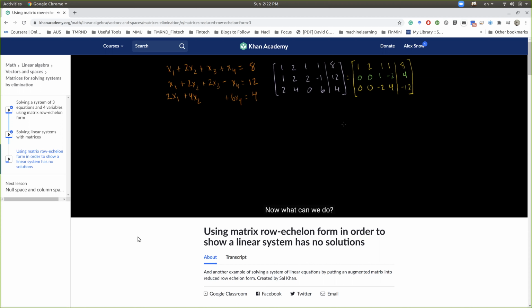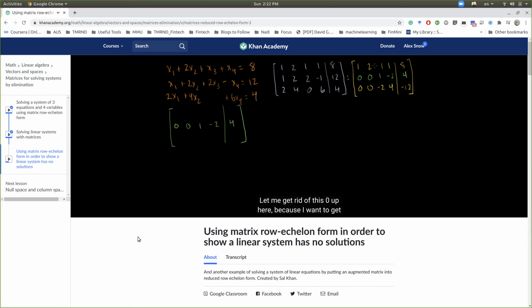Now what can we do? Well, let's see if we can get rid of this minus 2 term right there. So let me rewrite my augmented matrix. I'm going to keep row 2 the same this time. So I get a 0, 0, 1, minus 2, and essentially my equal sign, or the augmented part of the matrix. And now let's see what I can do.